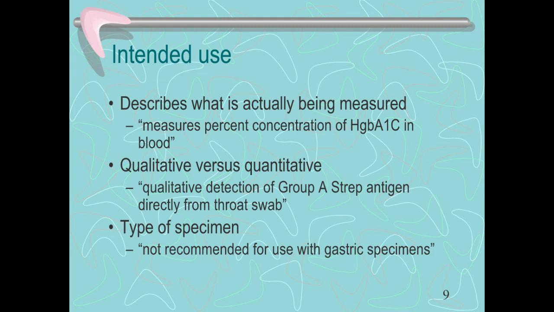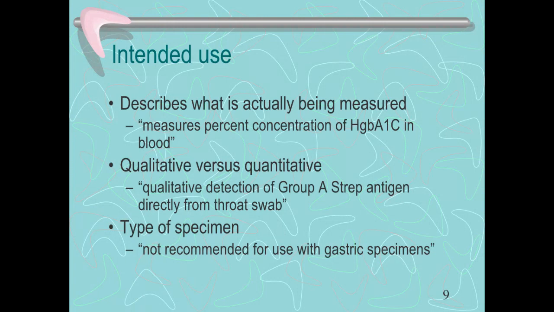Qualitative versus quantitative. Qualitative will tell you that it's group A strep antigen directly from the swab. Qualitative detection. So quantitative is a number, qualitative is presence or absence. So a rapid strep is going to tell you that it is going to be positive for group A strep antigen directly from the throat swab.